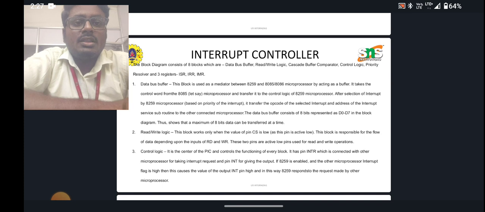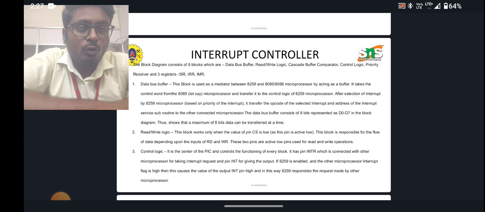Read write logic. This block works only when the value of pin CS is low, as the pin is active low. This block is responsible for the flow of data depending on the inputs of read and write. These 2 pins are active low pins used for read and write operations.